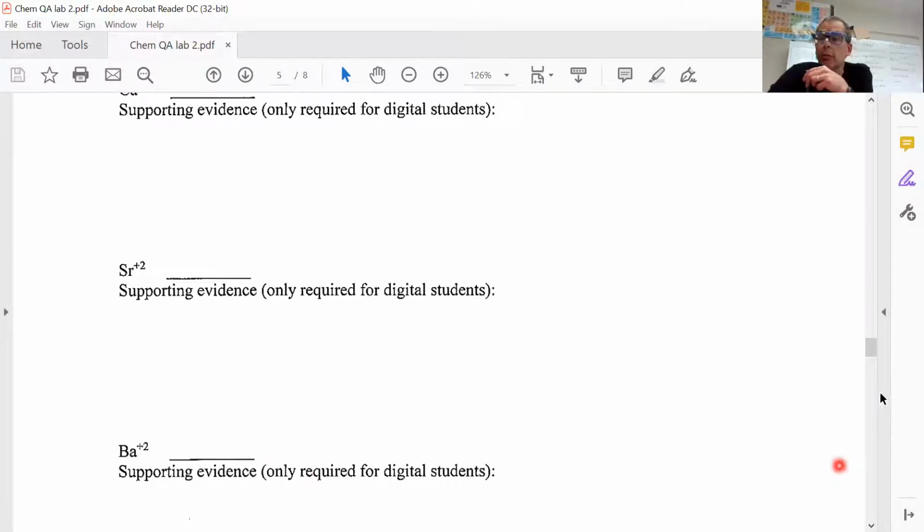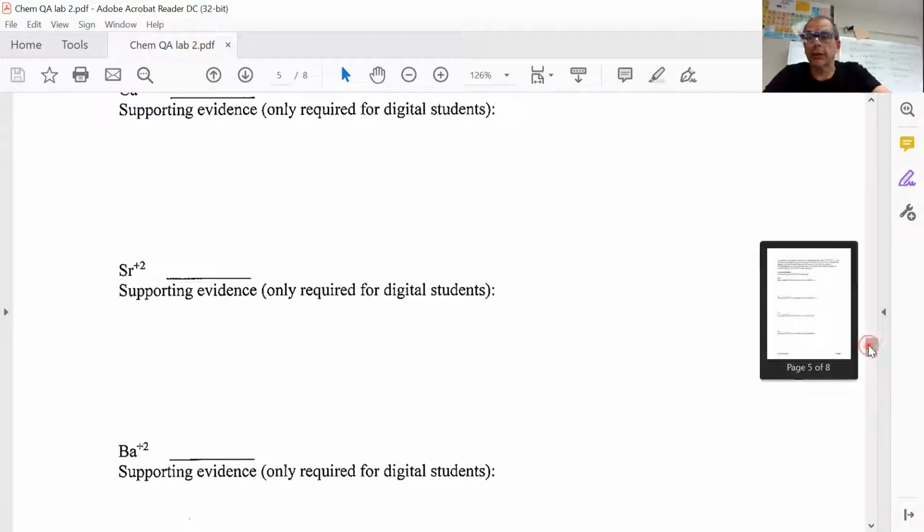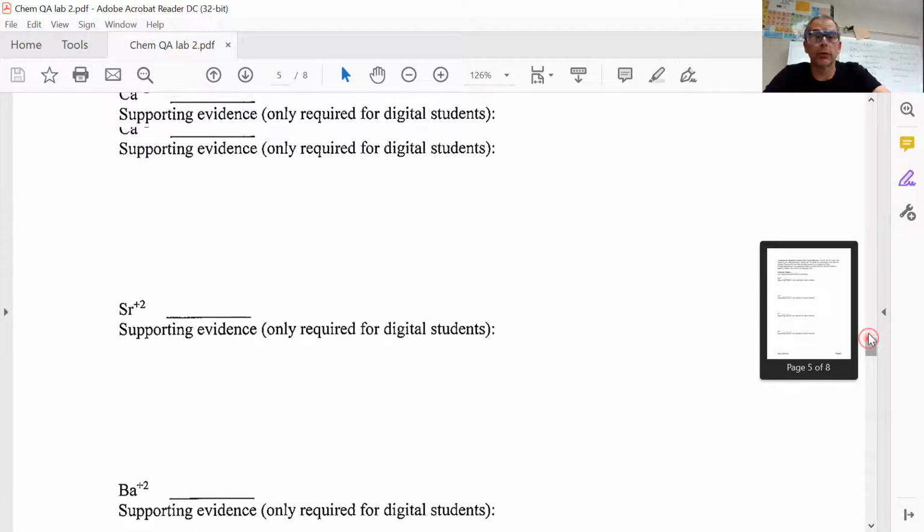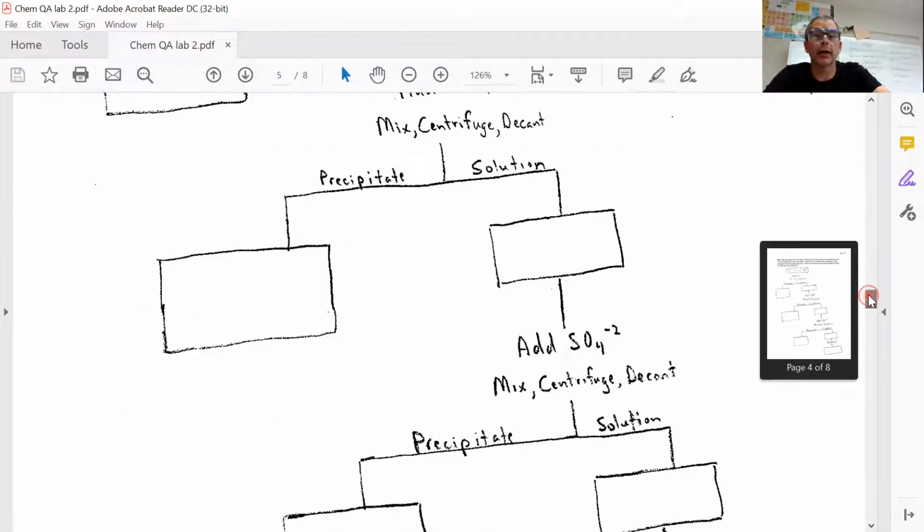You are going to use supporting evidence to support your claims and watch a general information video of unknowns to get the details for that.